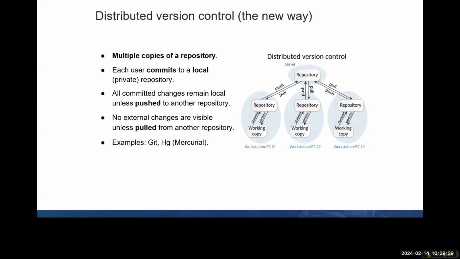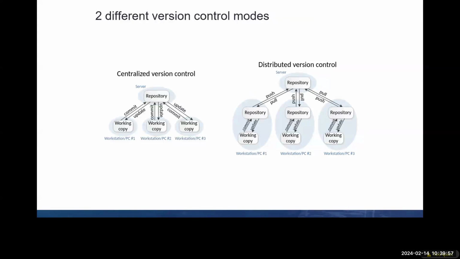For this, some examples of distributed version control are Git or HG, which is Mercurial. But the famous one, the one that we will be focusing on, is Git. So to summarize, we have 2 different version control modes. The first one is the centralized version control, and the second one is the distributed version control.